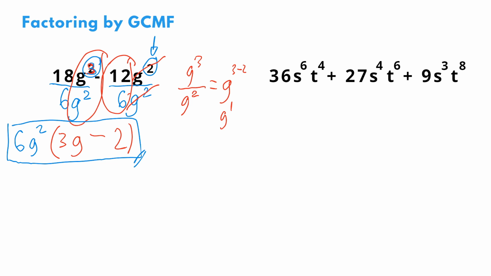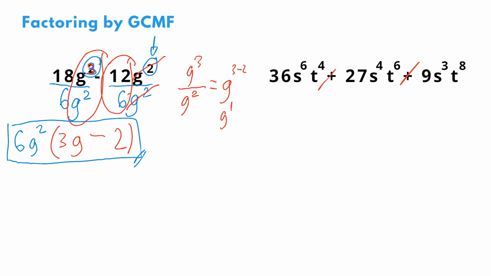Now, let's have the last example here. This one here is quite interesting. We have here 36 s raised to 6 t raised to 4 plus 27 s raised to 4 t raised to 6 plus 9 s cubed t raised to 8. As you can see here, we have how many terms? Again, we count the number of terms using only plus or minus, right? So we have one, two, three. Three terms.